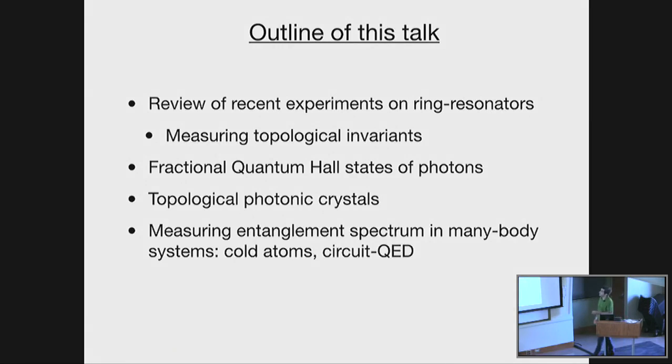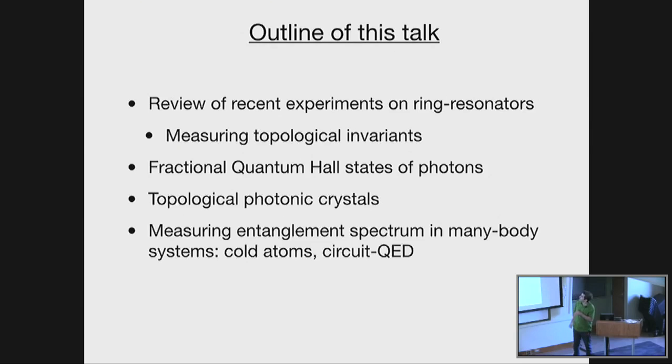So the outline of the talk is the following. I'll review a little bit our progress that we had on synthesizing gauge field in ring resonators, how we can make synthetic gauge field, and how we can measure topological invariance for non-interacting systems. So it will be similar to what John was telling you a little bit earlier. And then once we add interaction, what kind of physics we expect, and what are the challenges and interesting opportunities we have with photons.